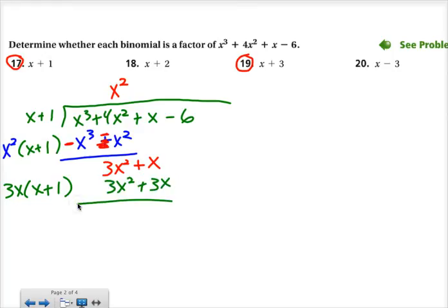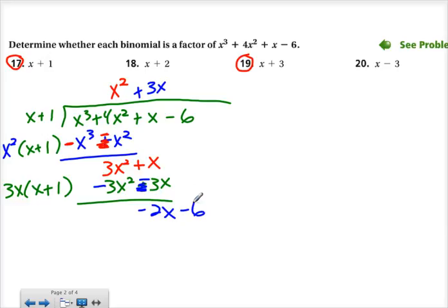Change the signs and add. Well, my little 3x can go up here because it did its job. 3x squared minus 3x squared is 0. And then I have a negative 2x, and I bring down my last term.